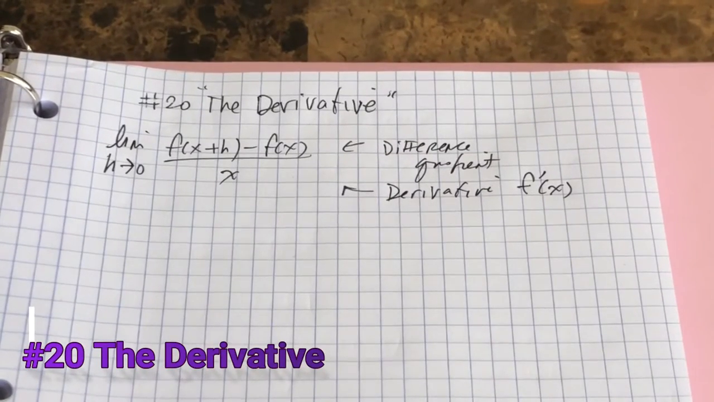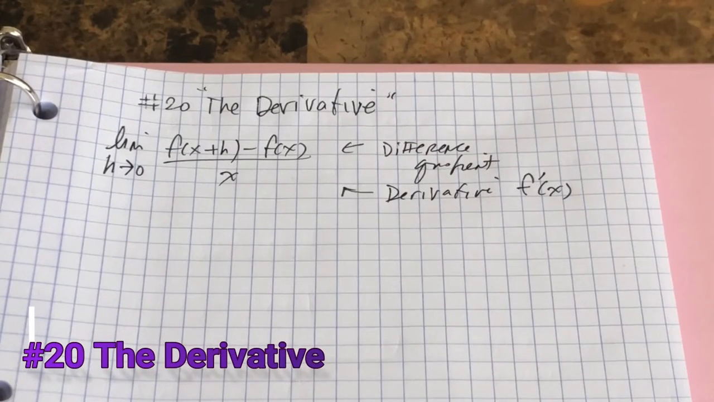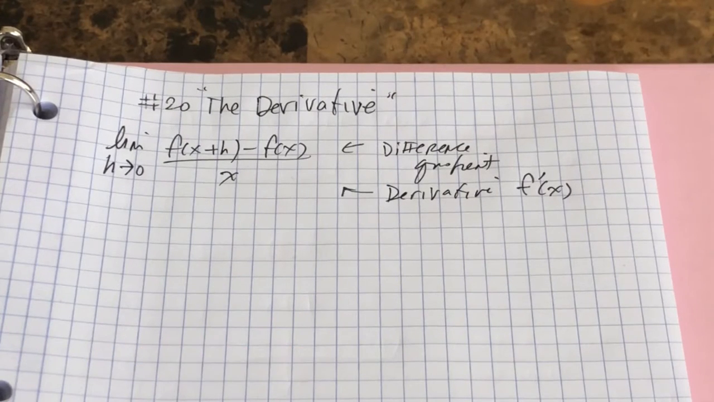Lesson number 20, the derivative. Now, in a typical calculus class, this would probably be one of the first major lessons of that course. Of course, this is pre-calculus, hence things to prepare you for a calculus class should you choose to take it.